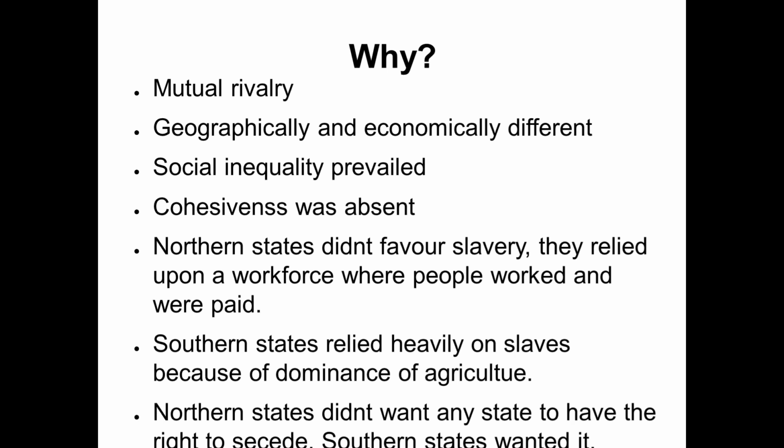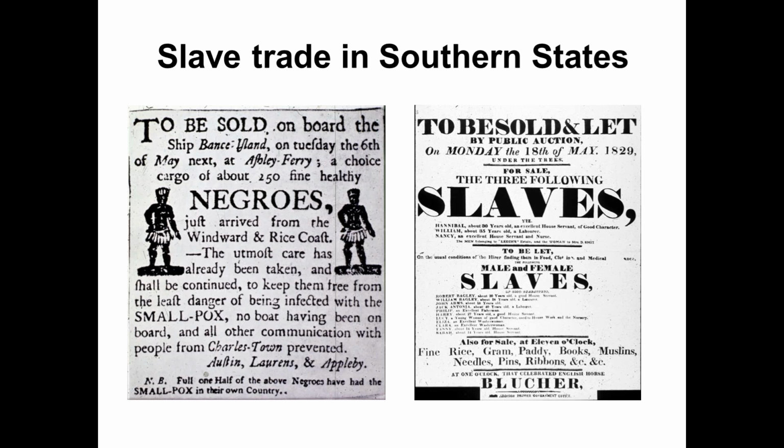They said if we start giving payment as per work, then we won't be able to sustain ourselves because we are an agriculture-driven economy. Northern states also were not in favor of any state having a right to secede, that you can break away from the union. Southern states wanted it. So these were the main contentious issues between the northern and southern states in America. See the slave trade. These are the newspaper cuttings of that time. A slang was used for the slaves, Negroes.